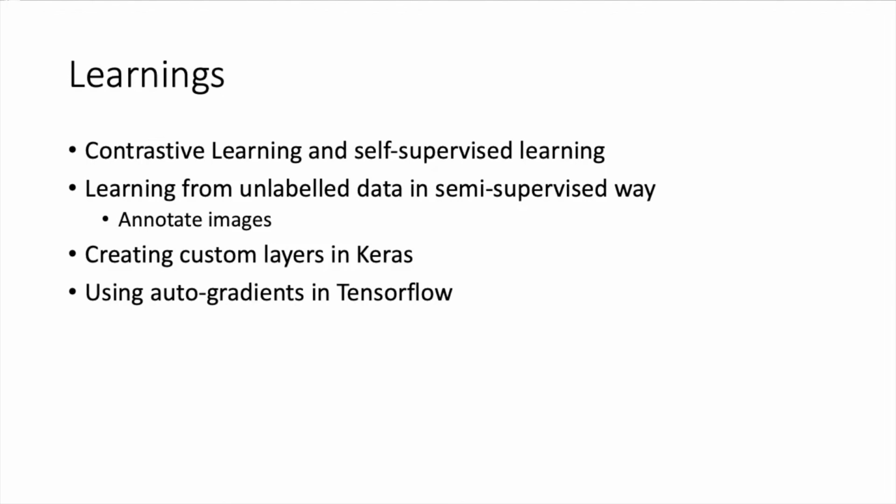Another thing I learned as part of this project was creating custom layers in Keras. As I mentioned before, for creating augmentations, there are some layers pre-provided by TensorFlow and Keras, but they did not have something which could randomly add color jitter and grayscale images. So that was a custom layer which I had to create. And I also looked at how to use auto gradient in TensorFlow to calculate gradients and use that for backpropagation.